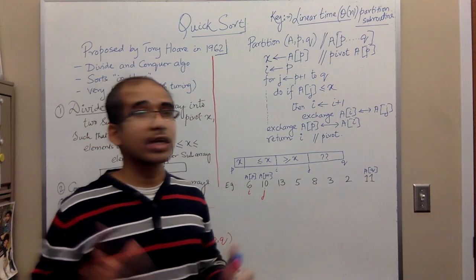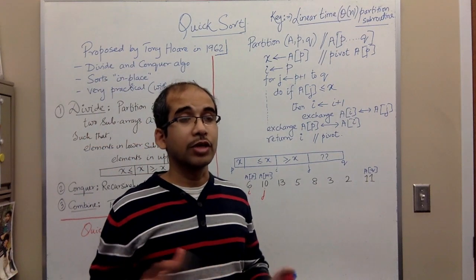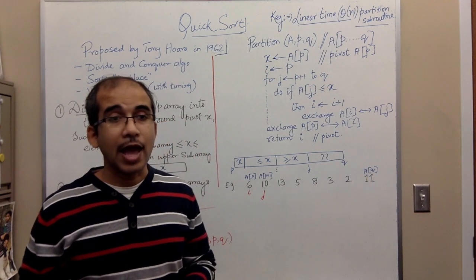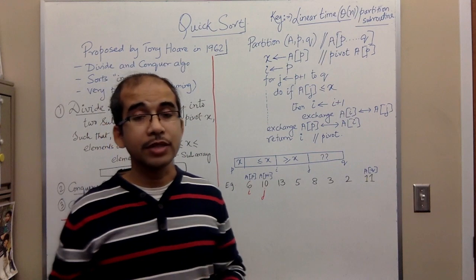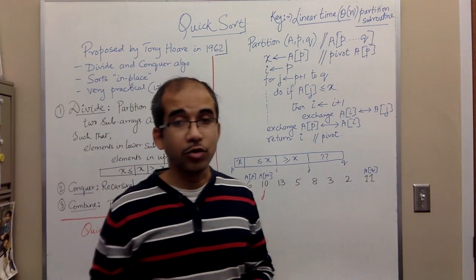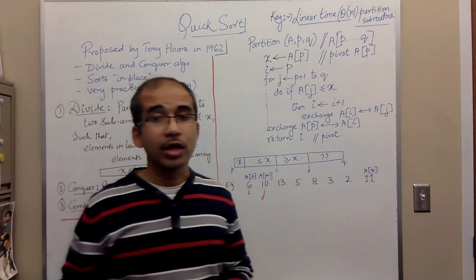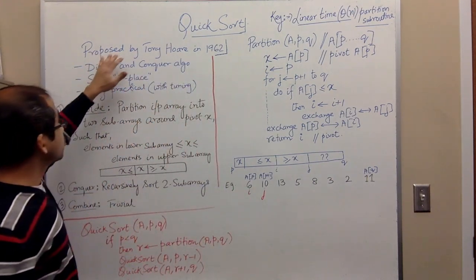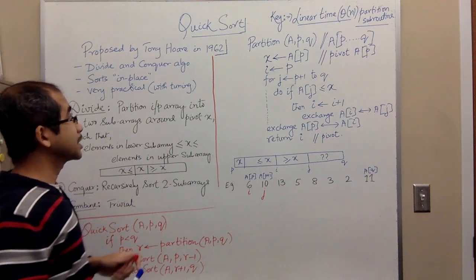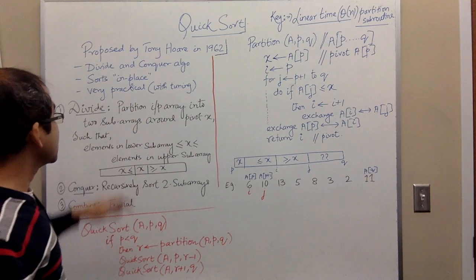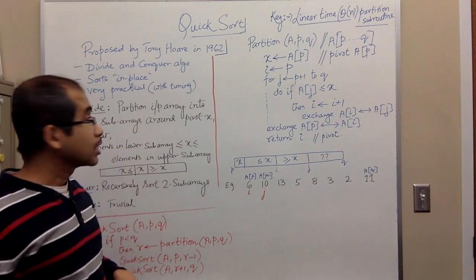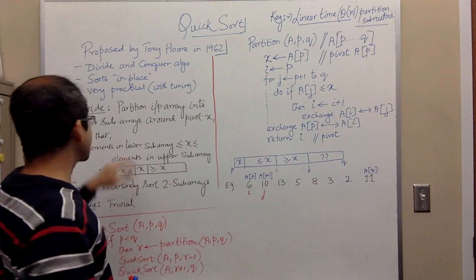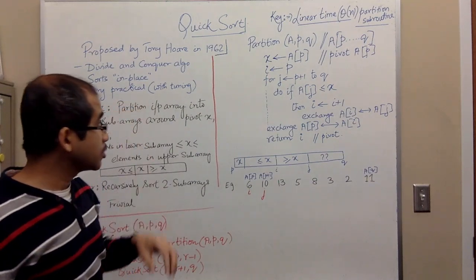So overall, seeing everything, the very good average case runtime, small constants, and in-place sort, quicksort is a very lucrative alternative to other sorting algorithms. Let's see more about it. Quicksort was proposed by Tony Hoare in 1962. It's a divide and conquer type algorithm, and as I said, it sorts in place. It's a very practical algorithm with a little bit of tuning.